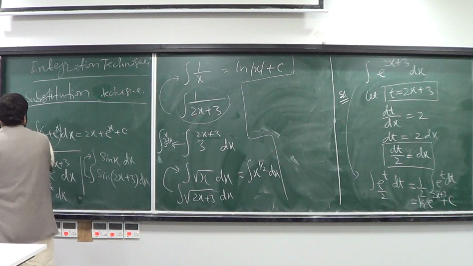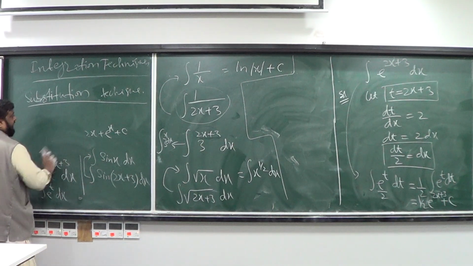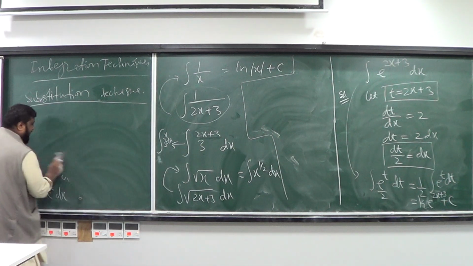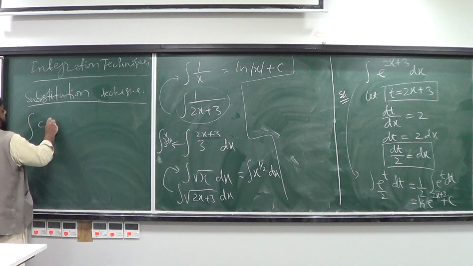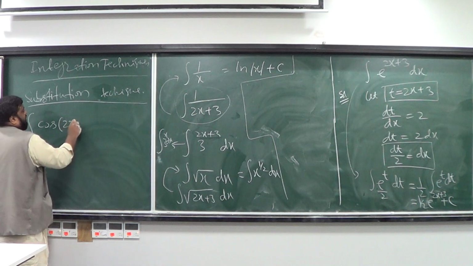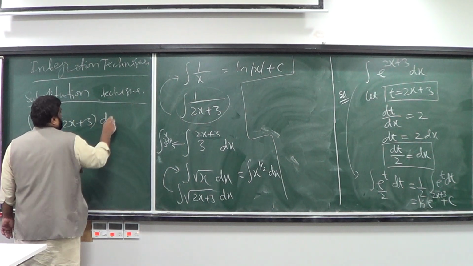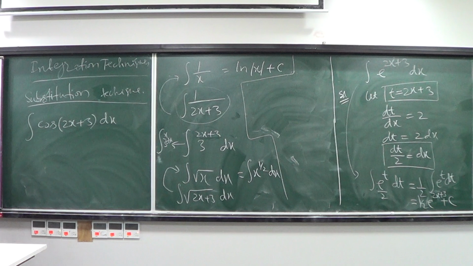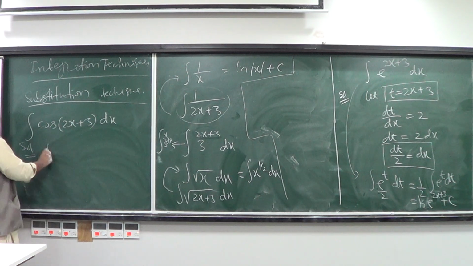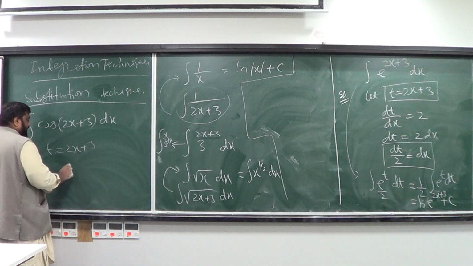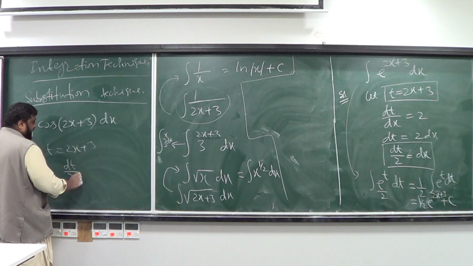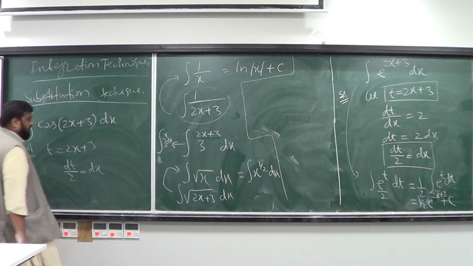How about instead of having e to the x, say I have sine x actually. Maybe I have, say, cosine of 2x plus 3 dx. What kind of technique would you use? You're going to do the same solution. Let's take t to be 2x plus 3. By the same technique, dt by 2 will become dx.